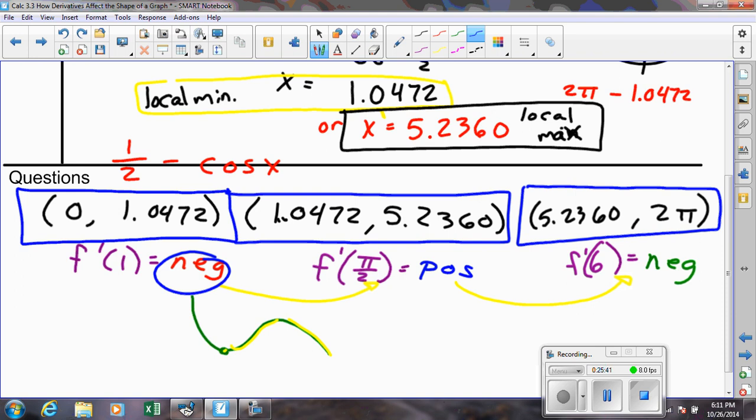The first derivative could be used to help us identify the intervals of increasing and decreasing just by paying attention to the derivative. But if we also pay attention to where the derivative changes from negative to positive, we could identify that when you change from decreasing to increasing, you get a local minimum. And where you change from an increasing function to a decreasing function, you get a local maximum. That's the sum of the first derivative test.